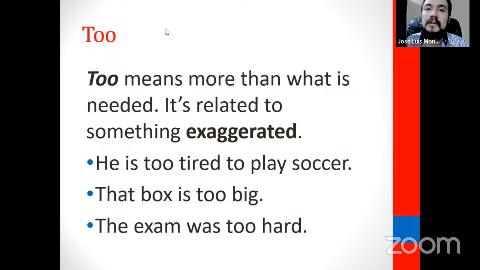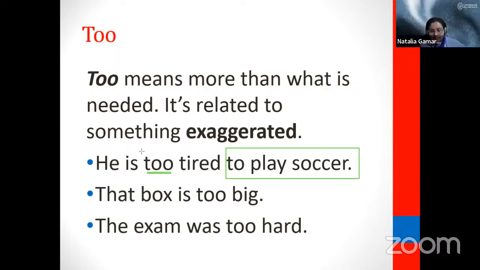Great. Very good. Now, what Pearson is going to ask you, Natalia, again, I'm going to teach you things that you can use, but I also need to show you what things are going to be asked on Pearson so that you know how to work on the examples and on the assignments. This is the logic on Pearson, that you use too plus something to do something else. All right. For example, he's too tired to play soccer.